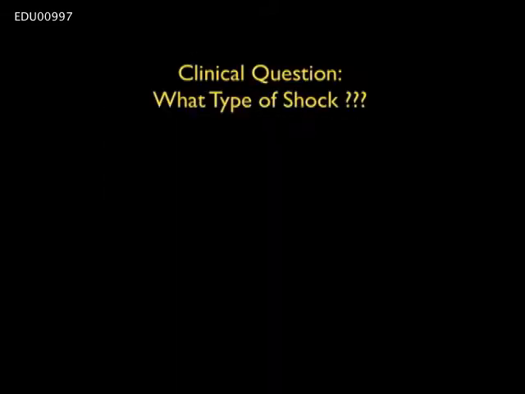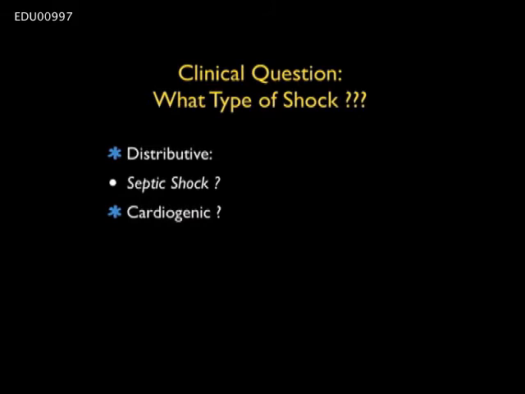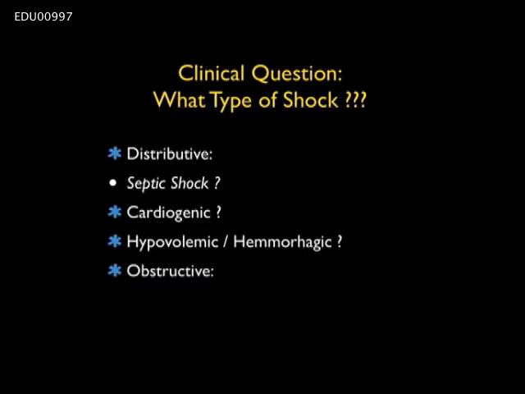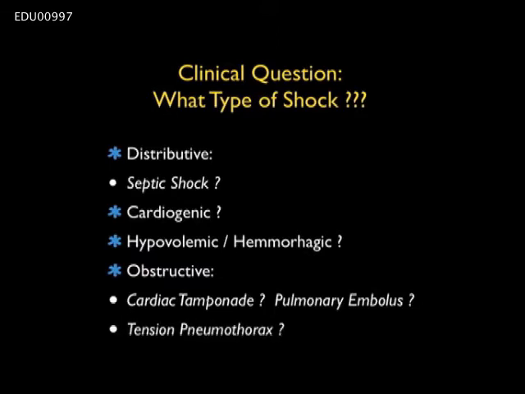The patient's vital signs clearly indicate an advanced type of shock, and the clinical question here is, what type of shock is this patient suffering from, and what is the best treatment option for the patient? Could he have A, distributive shock, of which sepsis would be the most common, B, cardiogenic shock, C, hypovolemic or hemorrhagic shock, or D, an obstructive type of shock, of which the three main causes, cardiac tamponade, pulmonary embolus, or tension pneumothorax, must be considered.